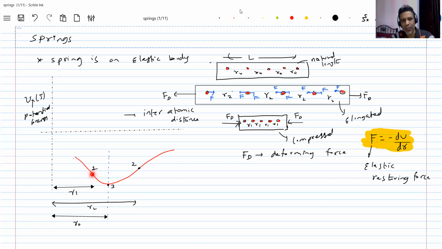Then let's come for the force. So what is the slope? Slope here is negative, no? Negative of negative, F will be positive. F will be positive means it should be a repulsive force. So how will the force be acting? The force acting will be in this direction.